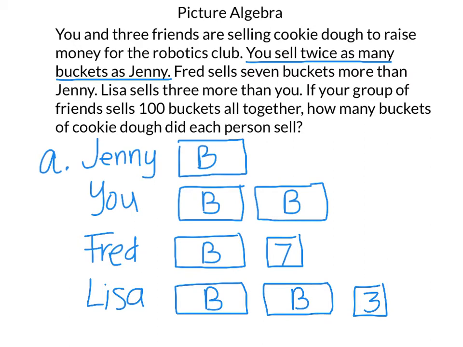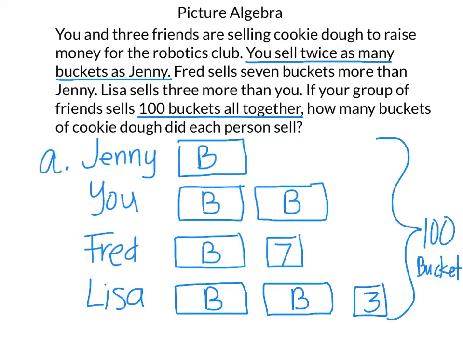Now, there's one last part that sometimes we forget to put, and that is that you sell 100 buckets altogether. So this is all we do for that. We just make this little inclusive symbol, it's called a set bracket actually, and say 100 buckets. Don't have room for my S. There we go. So that's our drawing.